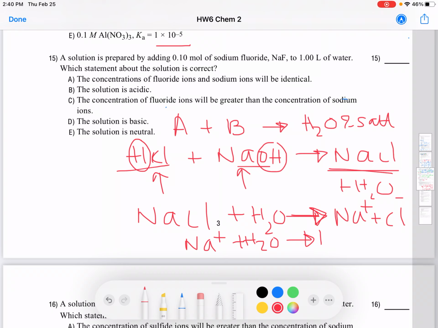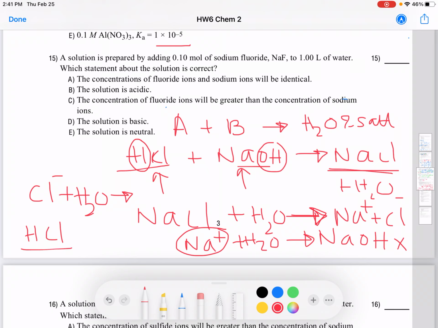It's not going to make sodium hydroxide, because the sodium cation came from a strong base. Similarly, when you put the chloride anion into water, it's not going to make hydrochloric acid because it's a strong acid. Chloride is not going to react with water. So the sodium chloride salt would be neutral because it's not going to form an acid or a base again. The solution would therefore be neutral.